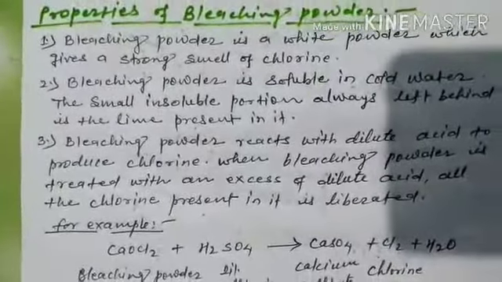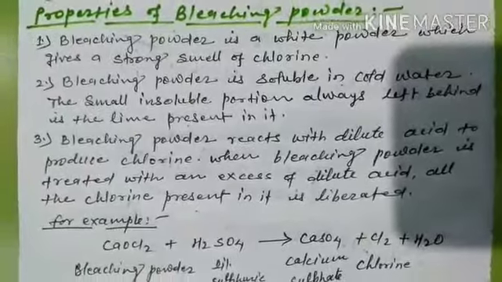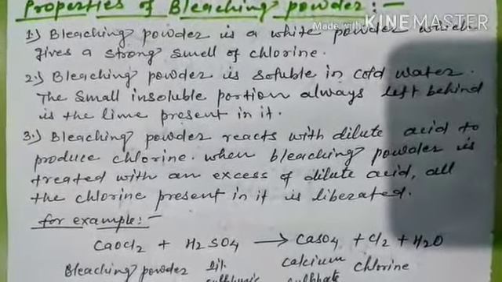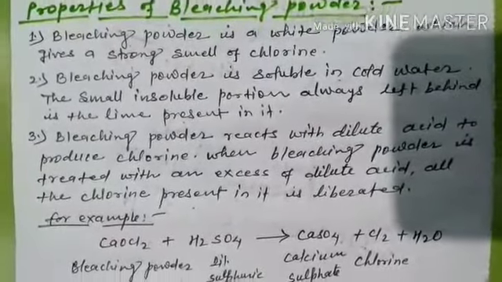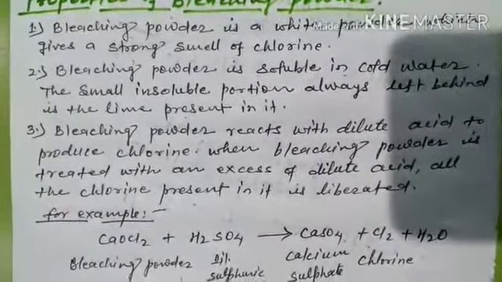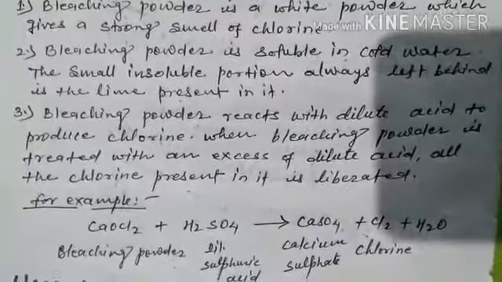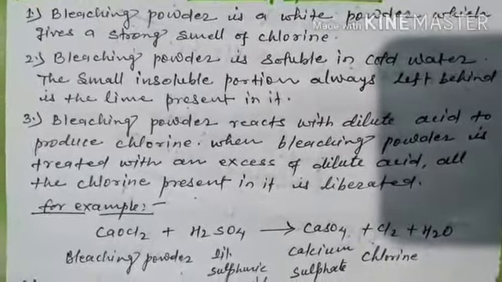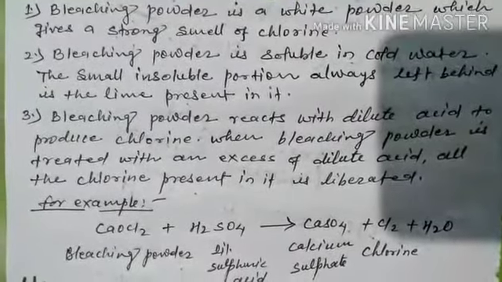Now properties of bleaching powder. Bleaching powder is a white powder which gives a strong smell of chlorine. The second property is that bleaching powder is soluble in cold water. A small insoluble portion is always left behind, which is the lime present in it.